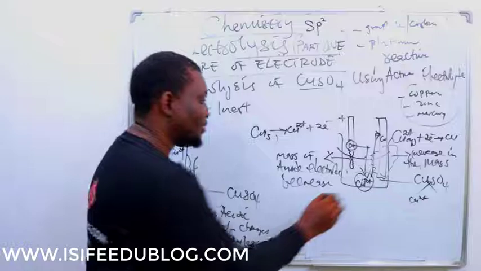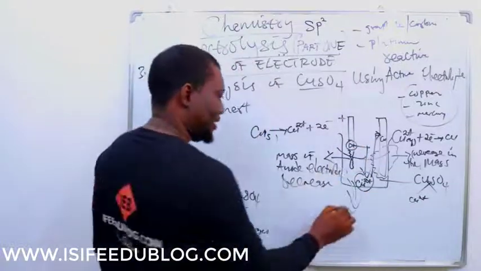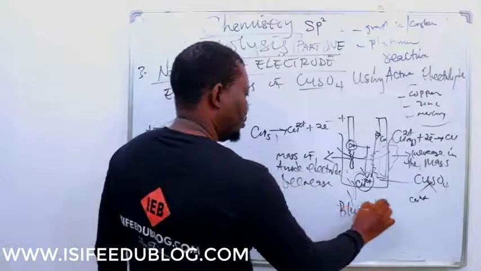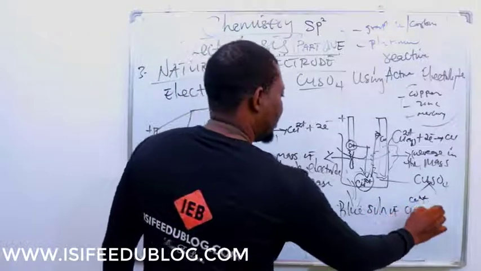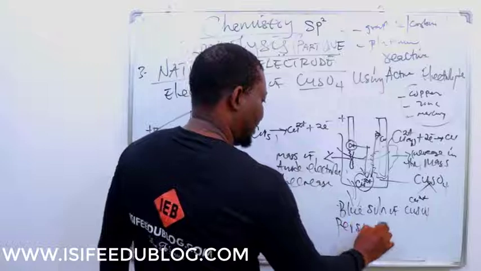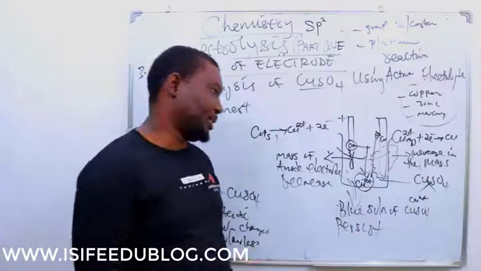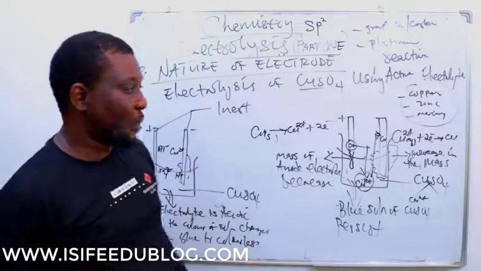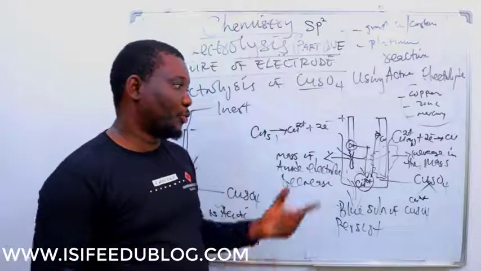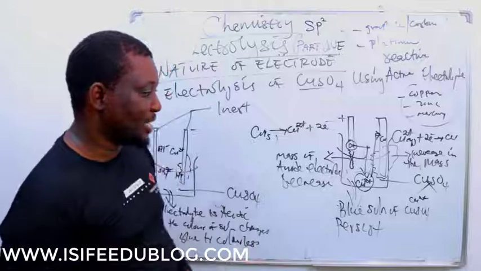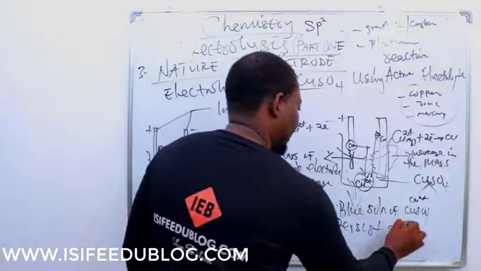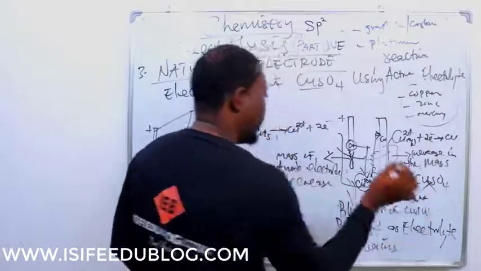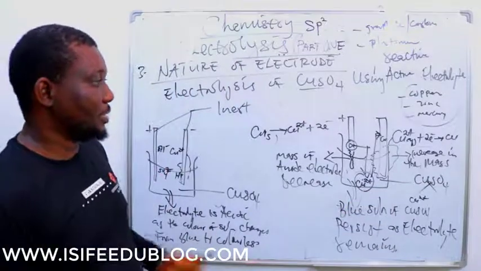So in this case, what is the nature of the electrolyte? The blue solution of CuSO4 persists. It remains blue and does not fade, because you are using an electrode that is very active, which interferes with the discharge of copper from the solution. So it persists as the electrolyte remains the same, unchanged.